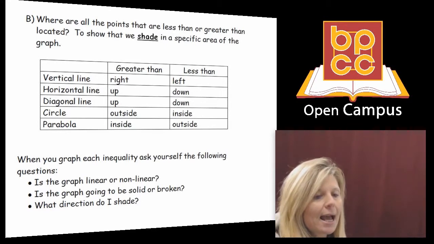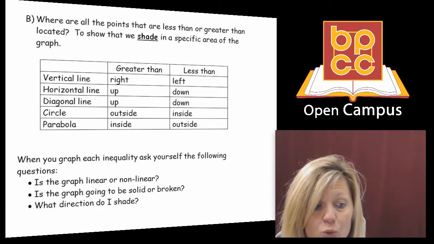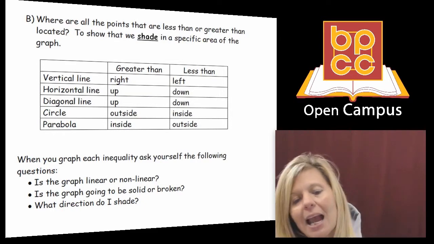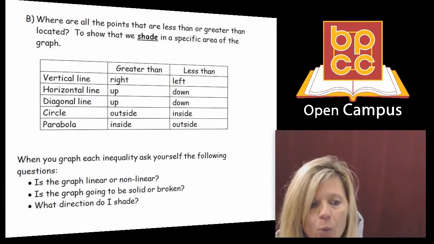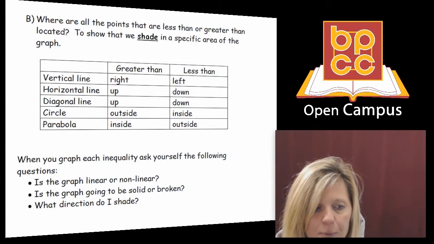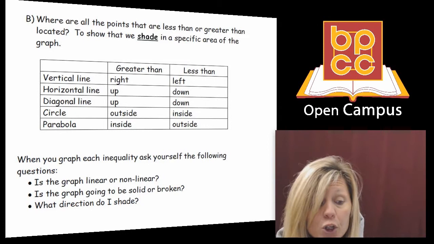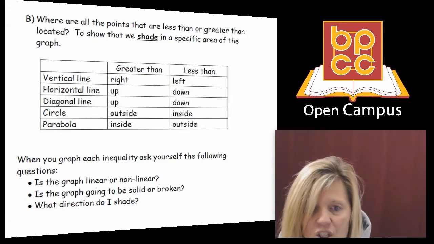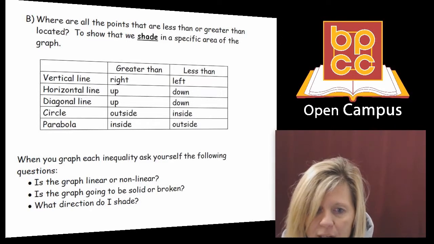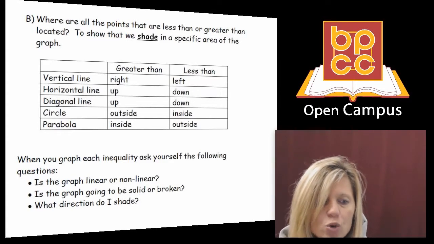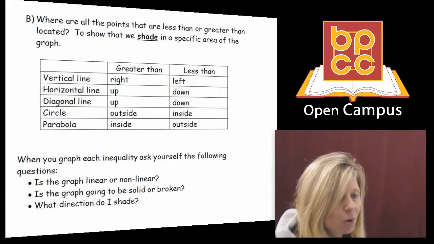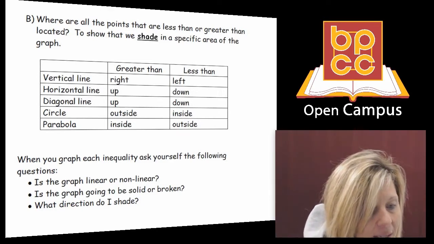So basically today, all we're going to be doing is reviewing your graphs. We're going to review linear graphs and nonlinear graphs. And what you have to ask yourself on all these examples we graph today is, first of all, what you're graphing. Then you're going to have to make a decision whether you make these graphs solid or broken. And then the third decision is which way to shade. So let's go up to the whiteboard and get started.